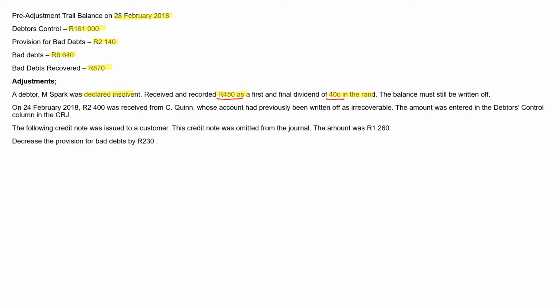So for us to calculate the 60 cents, we say 60 over 40 multiplied by 450. That should give us the total of the 60 cents that needs to be written off. That's 60 divided by 40 times 450. This will give us 675. Right, so that's the amount that needs to be written off.